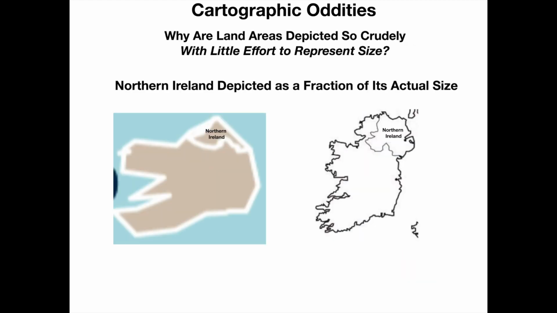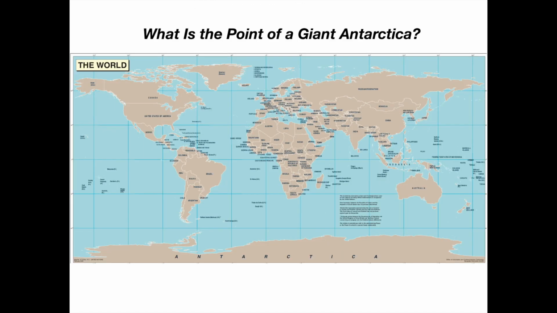You can see how Northern Ireland is mapped by the UN as a fraction of its actual size, looking at a conventional map. So they're not really taking much care to conserve size and shape in areas. And last, I just have to ask, what's the point of the giant Antarctica? Why do we have to go all the way down to 90 degrees south?